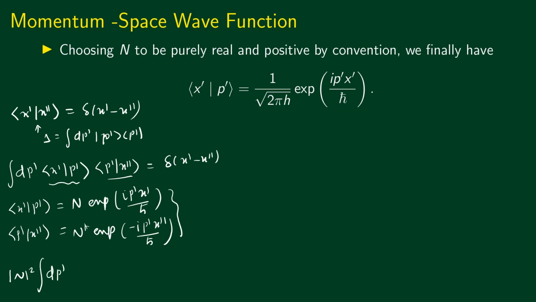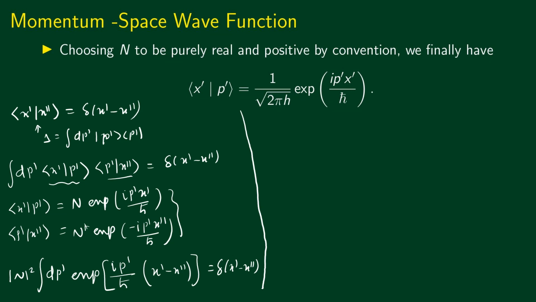What are we left with? We have got two exponentials here. When we multiply these exponentials, we know that their arguments will get added. So adding these arguments, we have exponential. This i p prime divided by h bar is common to both the arguments, so that can be pulled out. So this is i p prime divided by h bar, then we have got x prime minus x double prime. Now this is equal to delta x prime minus x double prime.